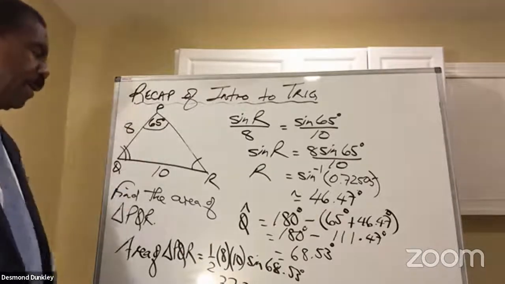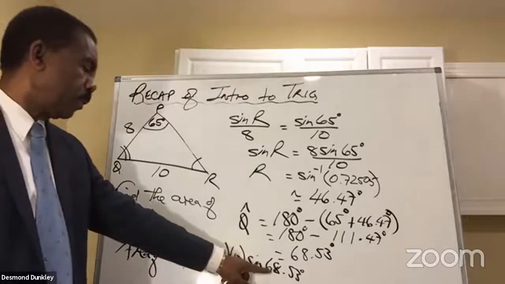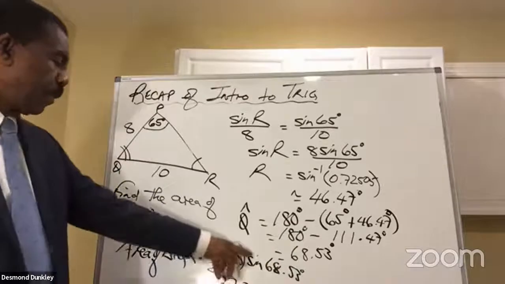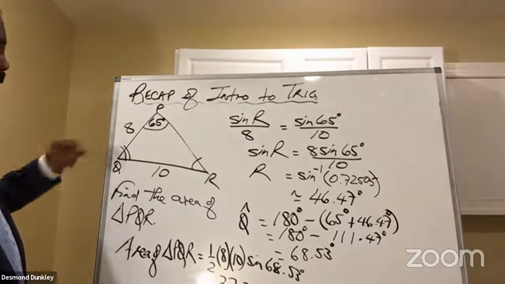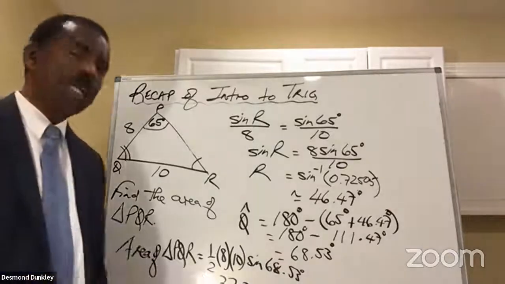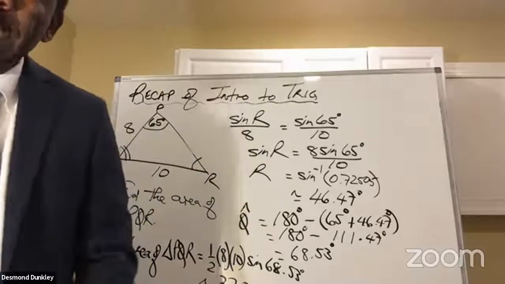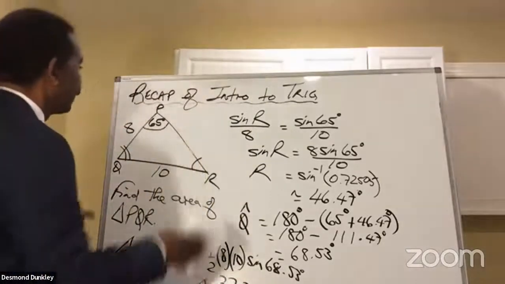And then we went in and plugged in for Q in half AB sine C, or in this case, half PR sine Q. And that's what we end up with, 37.22. Okay, we have enough time to work on one more question. Here we go.